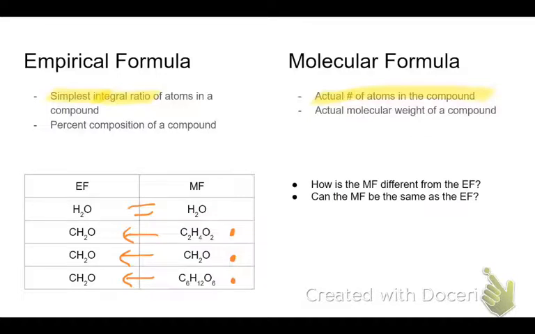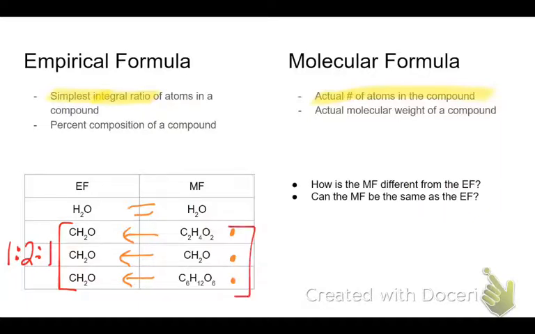So empirical formula, what exactly is it? It is just, again, the simplest integral ratio of atoms. And so if we look at the left side for all 3 of these right here, the simplest integral ratio of these, there's 1 carbon to every 2 hydrogens to every 1 oxygen, right? So it's a 1 to 2 to 1 ratio.